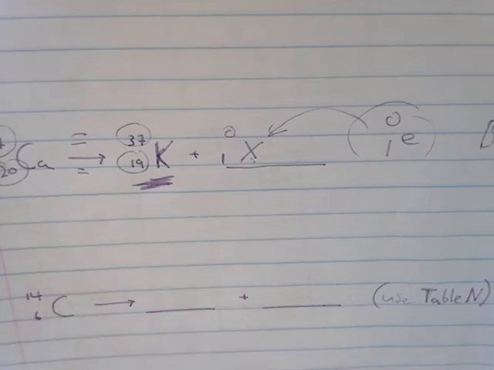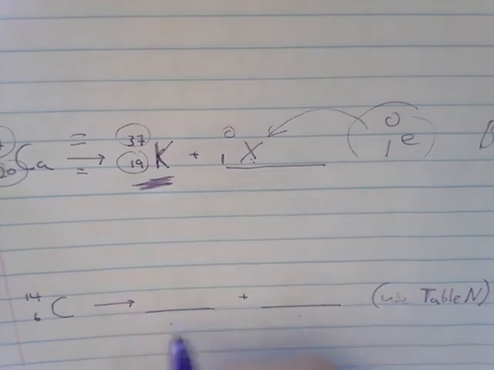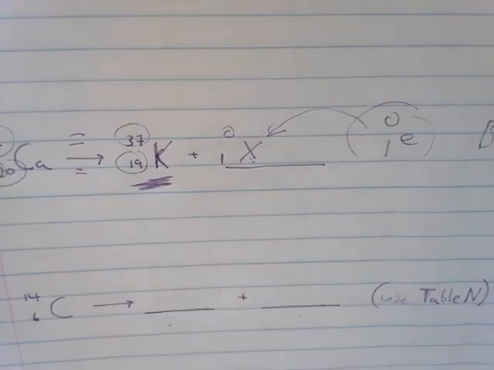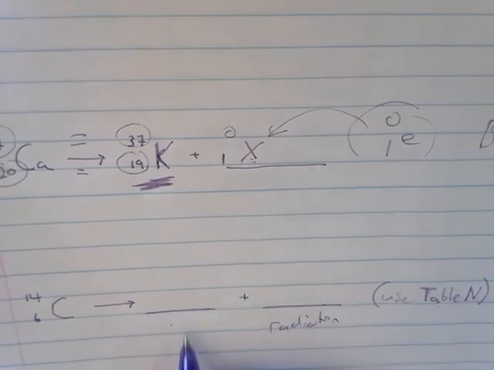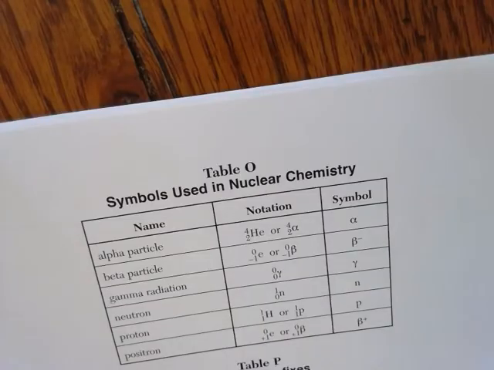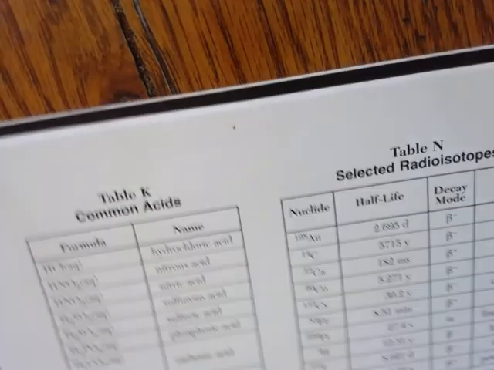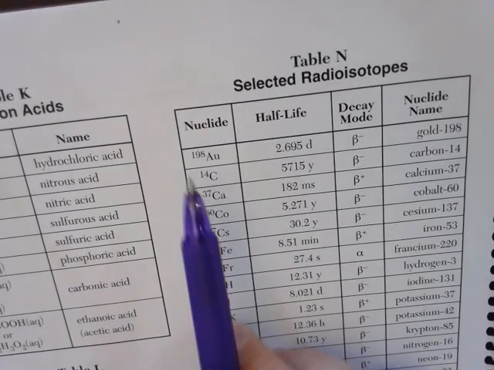And now I have two blanks. I'm not telling you what type of radiation, nor am I telling you what it's turning into. So I have two unknowns, which you cannot solve a problem with two unknowns. You at least need to know the type of radiation so you can figure out what it's going to become. Fortunately, there is a reference table you can use, not table O, but table N. And table N lists a bunch of selected radioisotopes, including carbon-14.